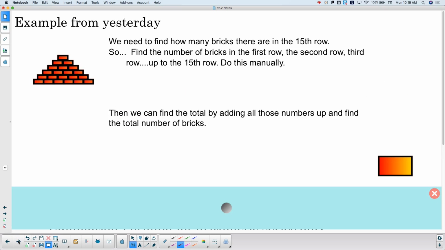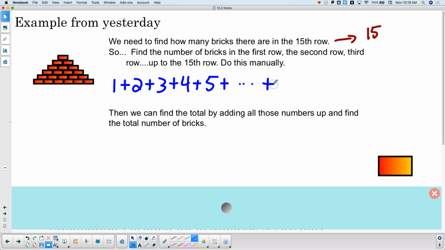So we can answer that. Okay? We need to know how many bricks there are in the 15th row because we need to know how many rows we have to stop at. Okay? So that was good. So we can take all of those rows and we can add them up manually. We can say 1 plus 2 plus 3 plus 4 plus 5 plus 6, 7, 8, 9, 10, 11, 12, 13, 14, 15. Okay? So we can add all those up manually.